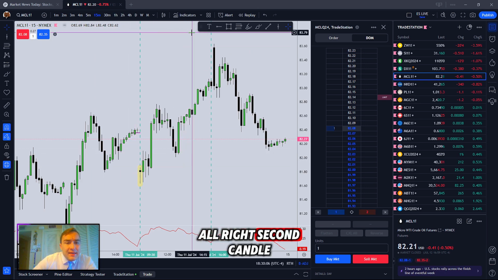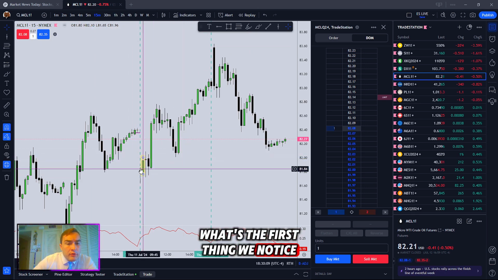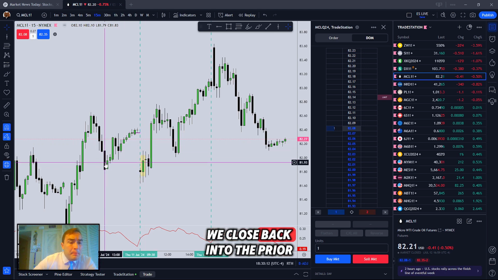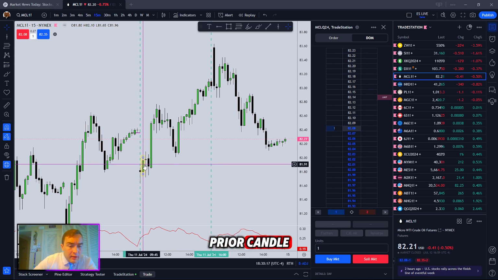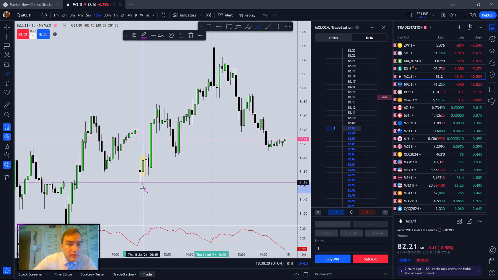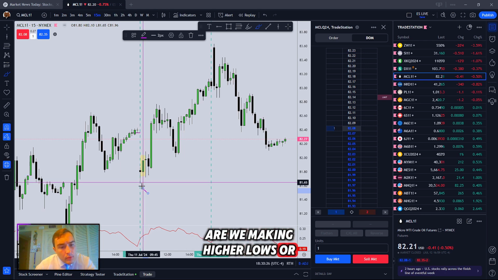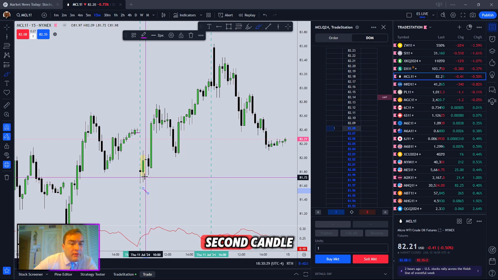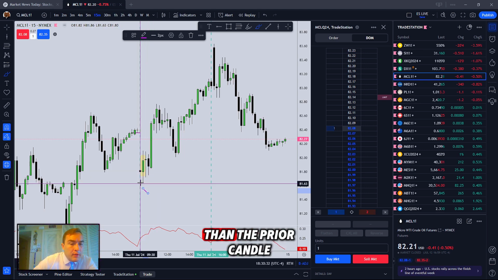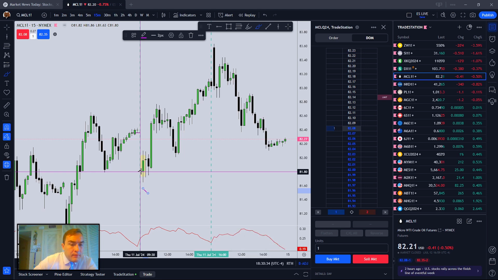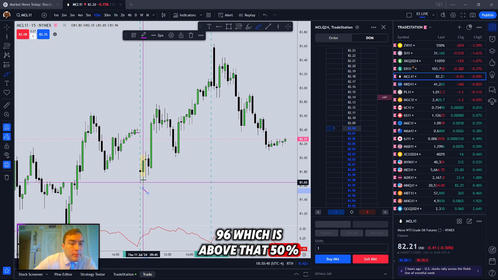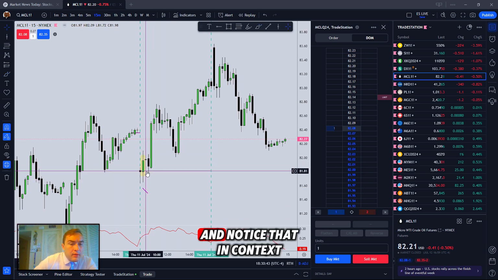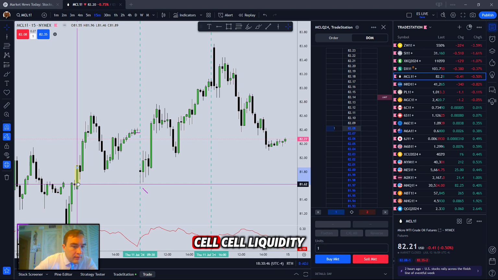All right, second candle. What's the first thing we notice? Well, we close above the first candle. We close back into the prior range. Notice that we closed above the 50% point of the prior candle. So again, strong idea. Also notice, guys, higher low than the prior candle. Basic trend analysis. Are we making higher lows or not? Notice that we closed above the prior 15-minute candle. Notice that we closed at 81.96, which is above that 50% point of the candle's range. And notice that in context, that's after the market ran on sell-side liquidity.